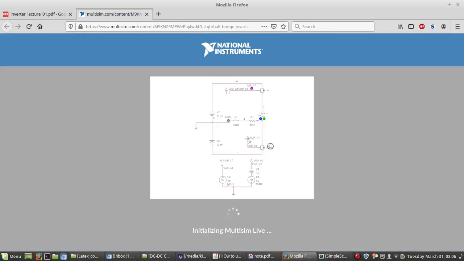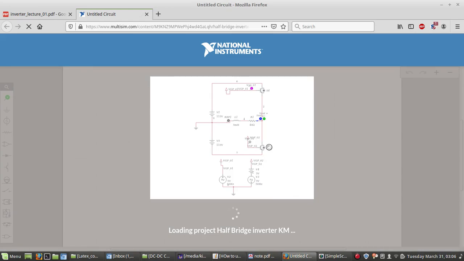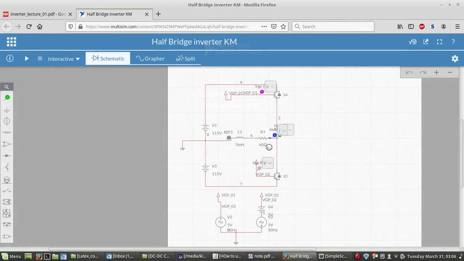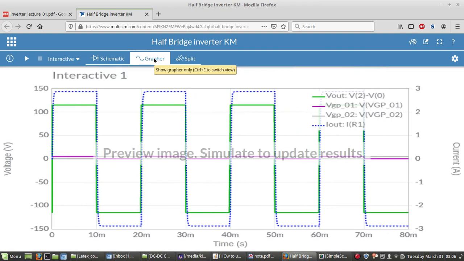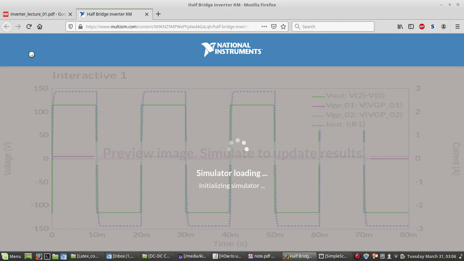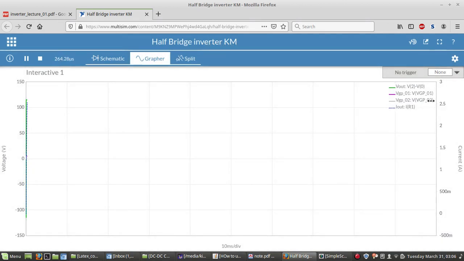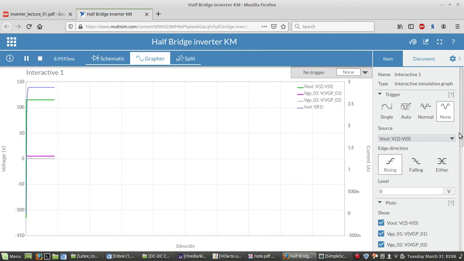In this environment, you can directly simulate the circuit to get the result. Let's see. Now this is the circuit. Let's come to it here. Let's turn on the simulation. Now it shows the simulation study for this.